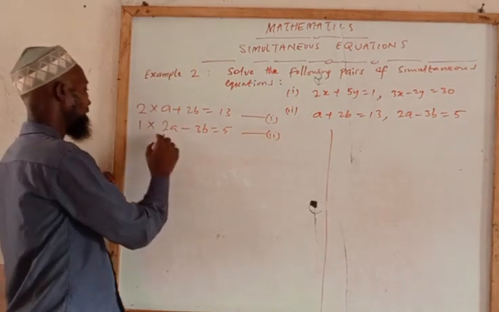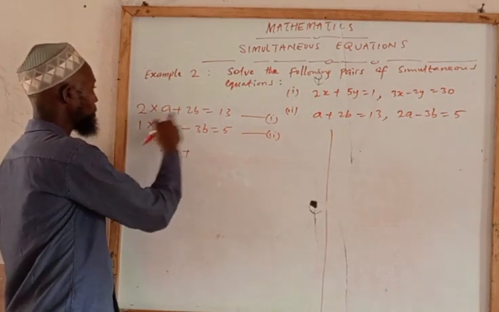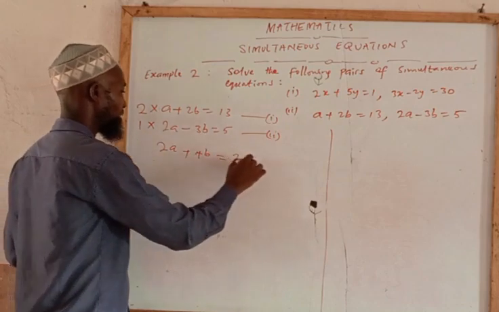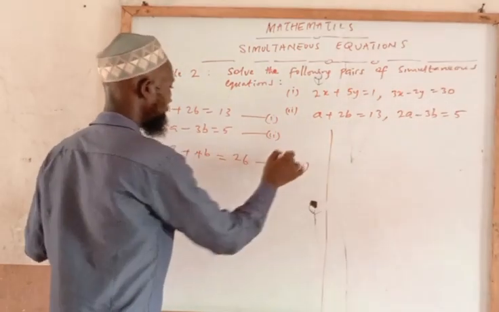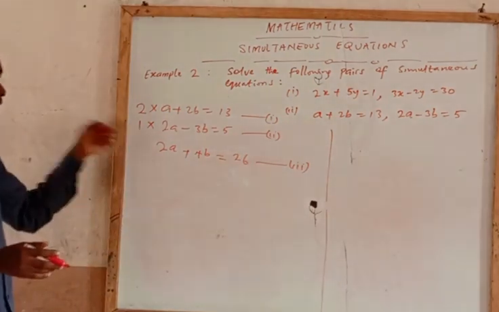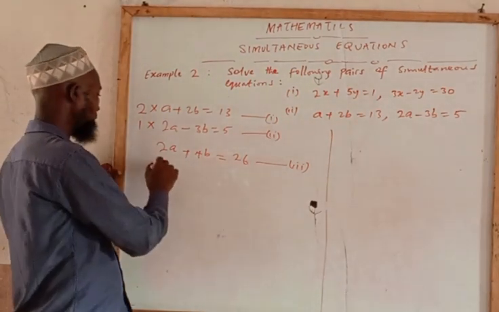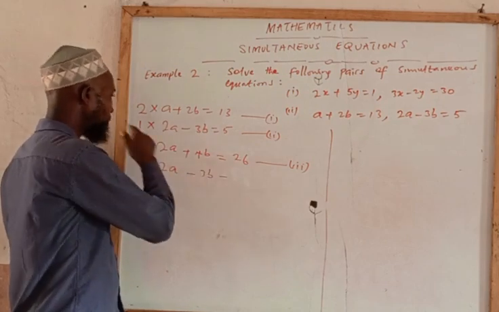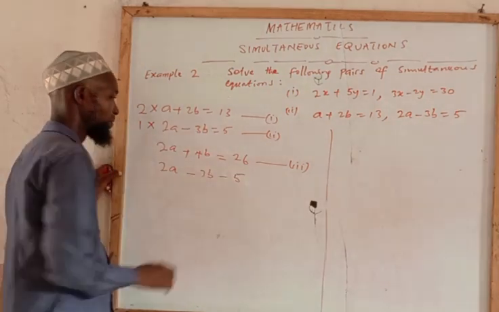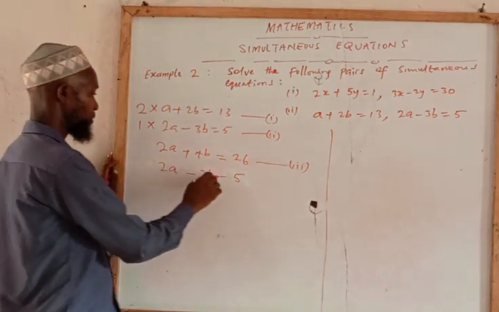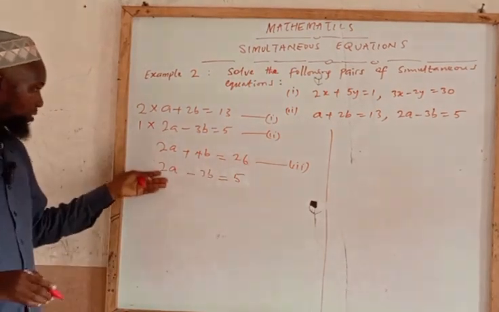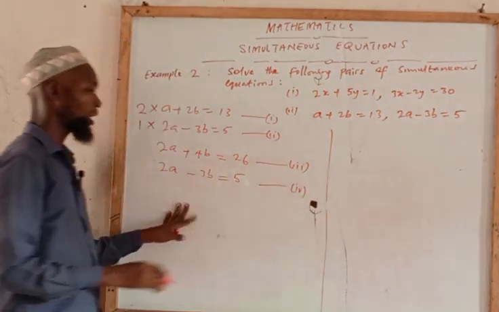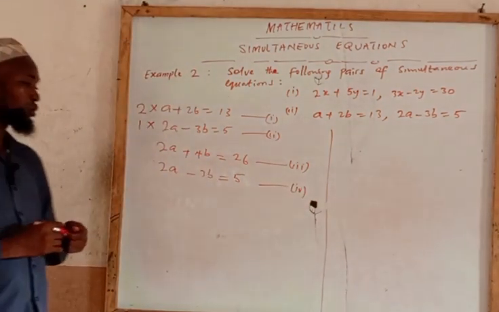So 2 times A here gives 2A, 2 times 2b here gives 4b, is equal to 2 times 13, 26. We are now going to name this new one equation 3. And the other way around, 1 times 2a is 2a, 1 times 3b is 3b, 1 times 5 is equal to 5. Let me call it equation 4.